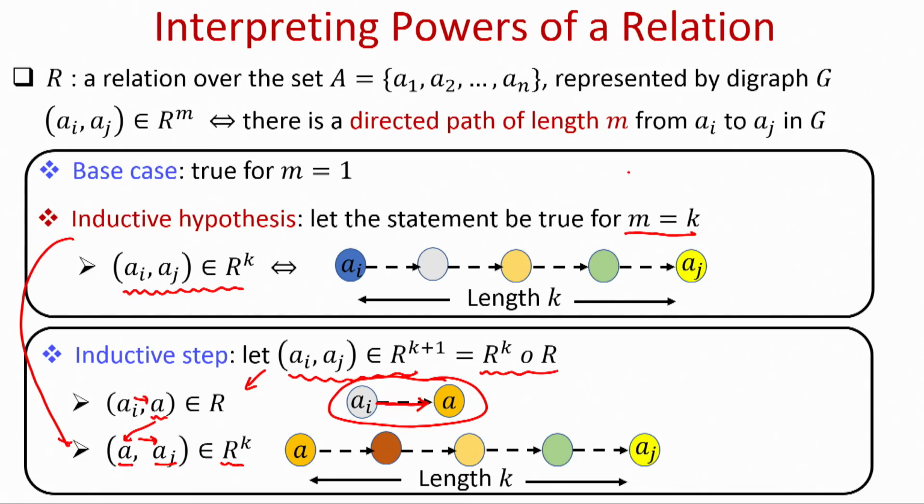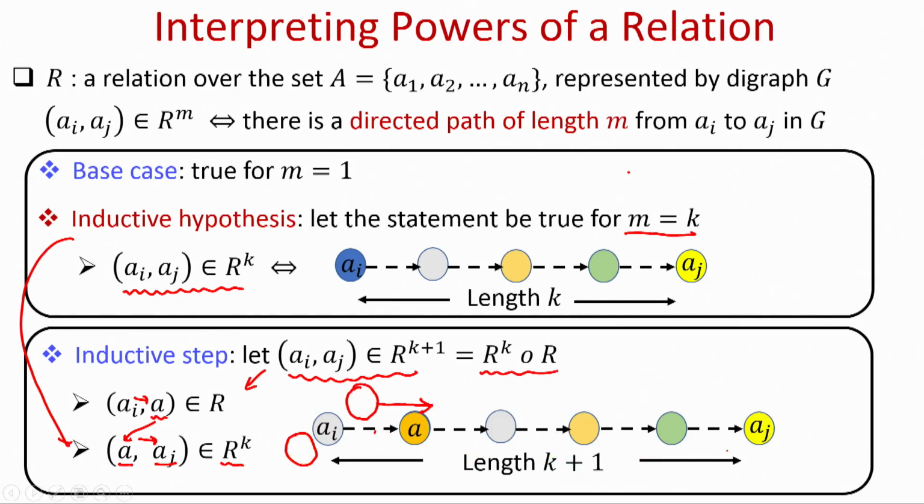Now, what can I say regarding a path from ai to aj? I can say that if I concatenate these two paths, that means if I take the edge from ai to a first, and then once I reach the node a, from there I traverse through this path and come to the node aj, that will give me a path starting with ai ending with aj. And now, what can you say about the length of that path? The length of that path will be k plus 1.